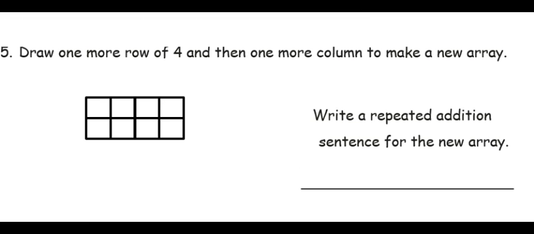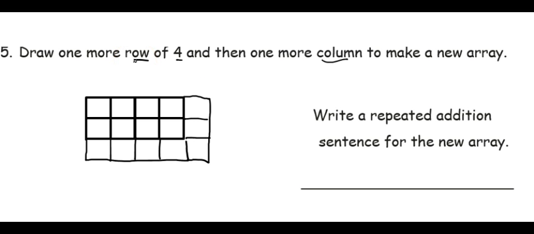Problem 5 says to draw one more row of 4 and then one more column to make a new array. So we'll draw the row of 4 at the bottom. So there's one more row of 4, and now I need to add a column, and we'll add that at the end. There's my extra column. So now I have 3 rows and 5 columns.